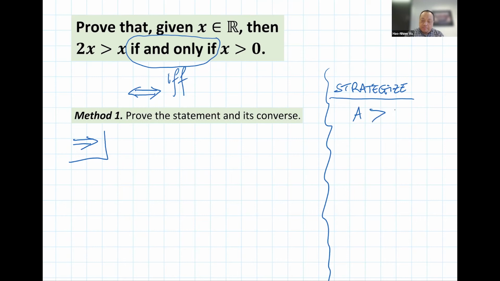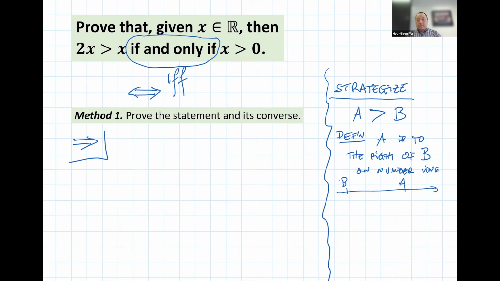What does it mean for A to be greater than B? The definition is that A is to the right of B on the number line. Well, this doesn't help. If the definition doesn't quite help, you go to some other basic properties of it, meaning what else is there that I know about the greater than relationship? What else does it mean? I go to one of the basic properties.